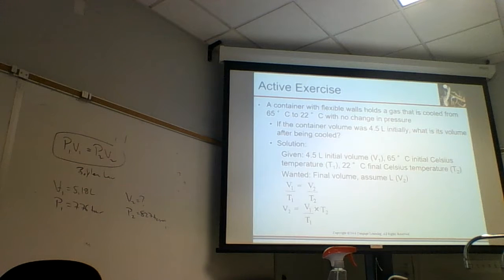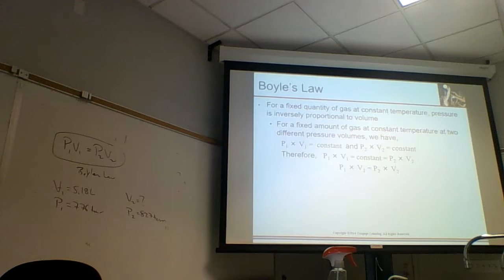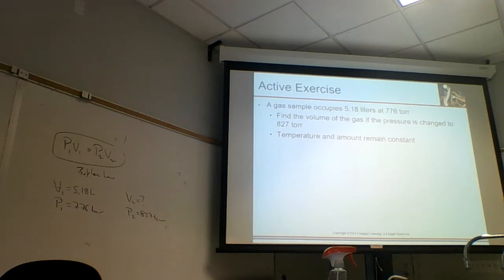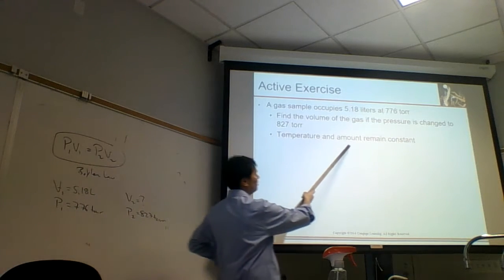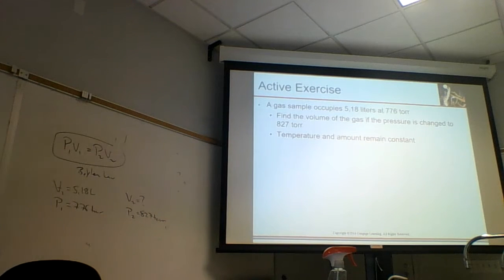But there's one more thing. Here they say the amount remains constant. The amount remains constant because in Chem 1A we have an even bigger one. In Chem 1A we use P1 V1 over N1 T1, where N is the amount, is equal to P2 V2 over N2 T2. And so in Chem 1A you'll get problems where some of the gas leaks out.